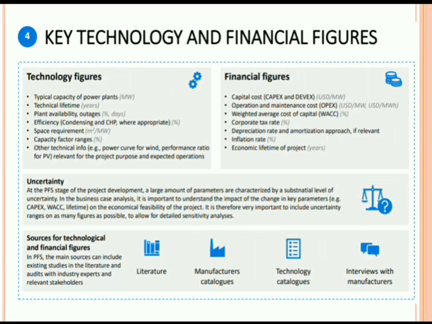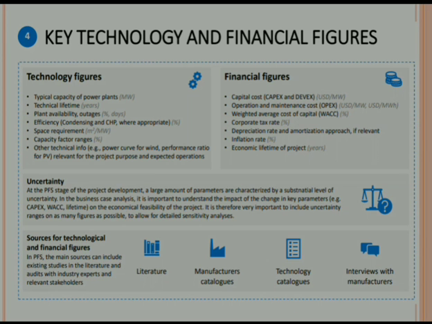Now let's see the next step, the fourth step: key technology and financial figures. In this we have to consider different figures. First, the technological figures. We have to take into consideration the typical capacity of the power plant, technical lifetime, plant availability, efficiency of the plant, the space required to establish the plant, and capacity factor ranges. Other technical information is also needed, such as the power curve for the wind and performance ratio for the power, then relevance to the project purposes and expected operations.